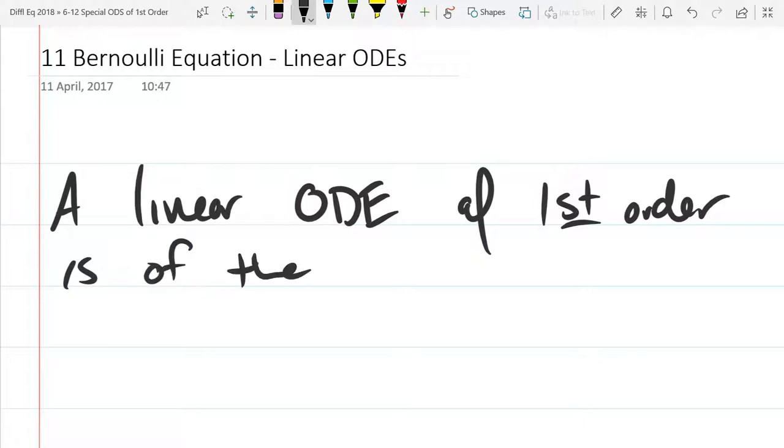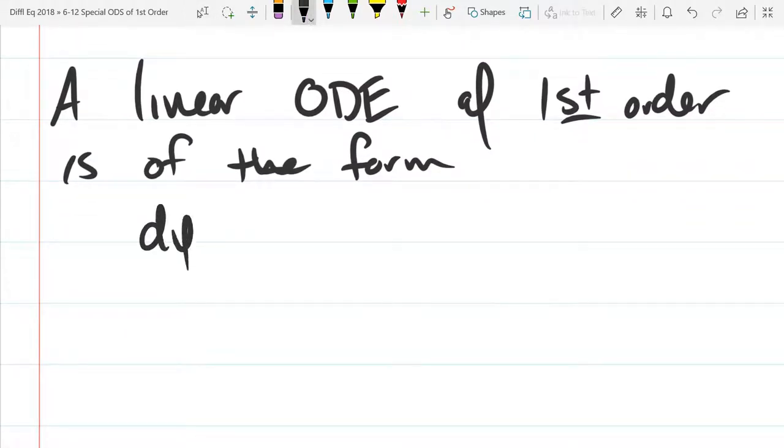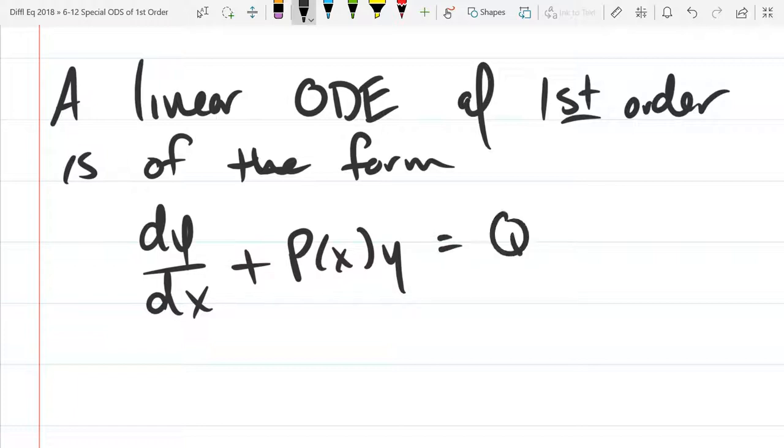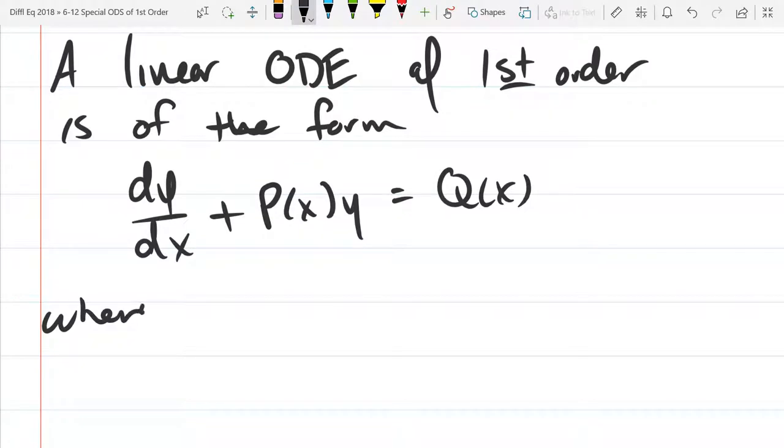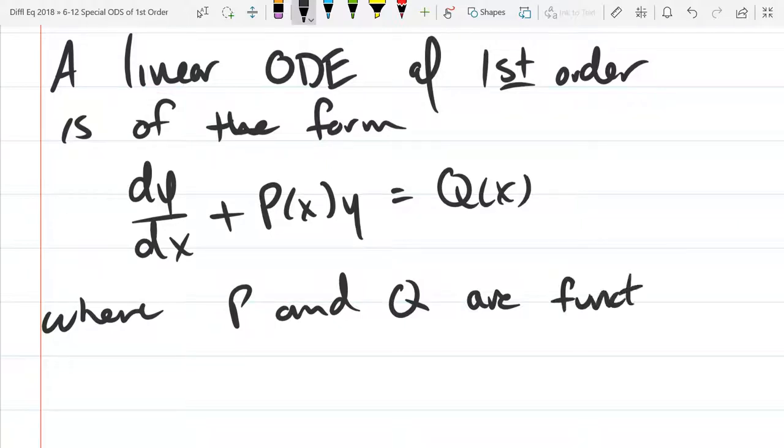Is of the form dy over dx, which is a little bit different than the form we're used to seeing, plus p of x y equals q of x. There are no restrictions on p and q, where p and q are any decent functions. When I say decent, I mean you're able to take derivative or antiderivative as the case, as needed.